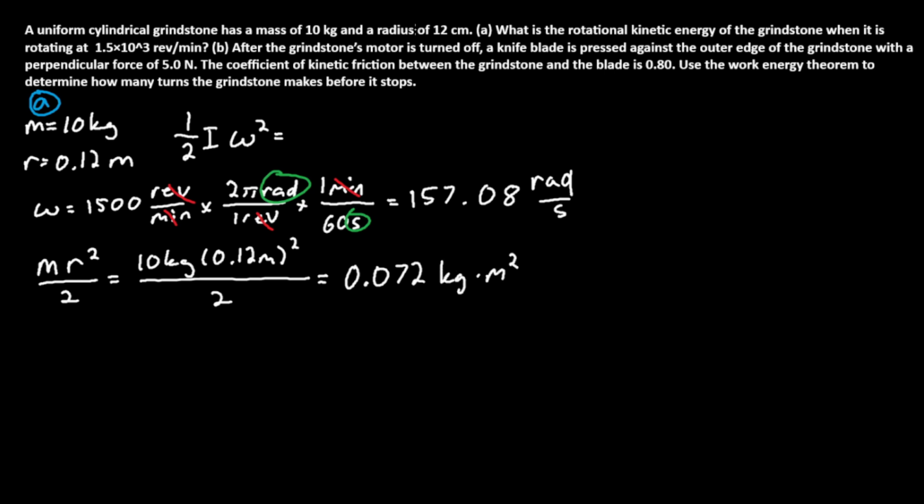So we have our moment of inertia, and we have our angular velocity. Sorry, I keep saying radial. So we can substitute it into the rotational kinetic energy formula, like so.